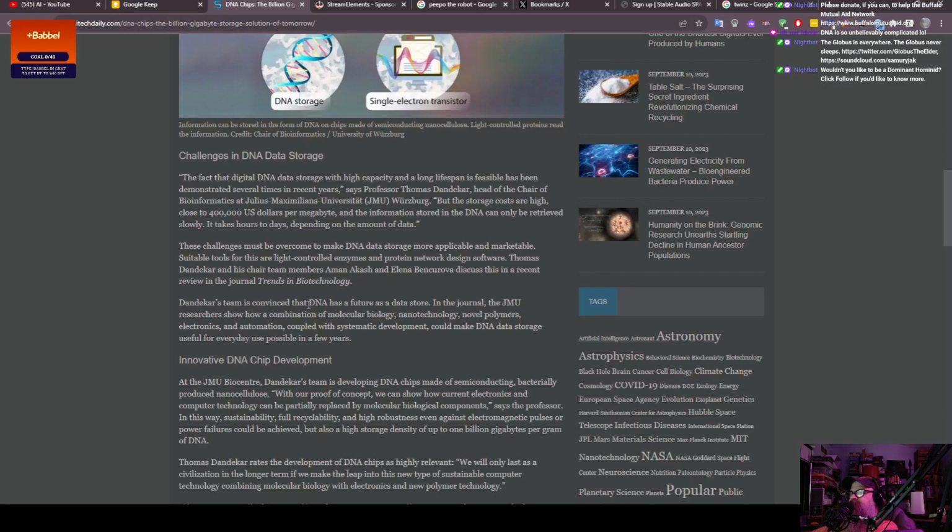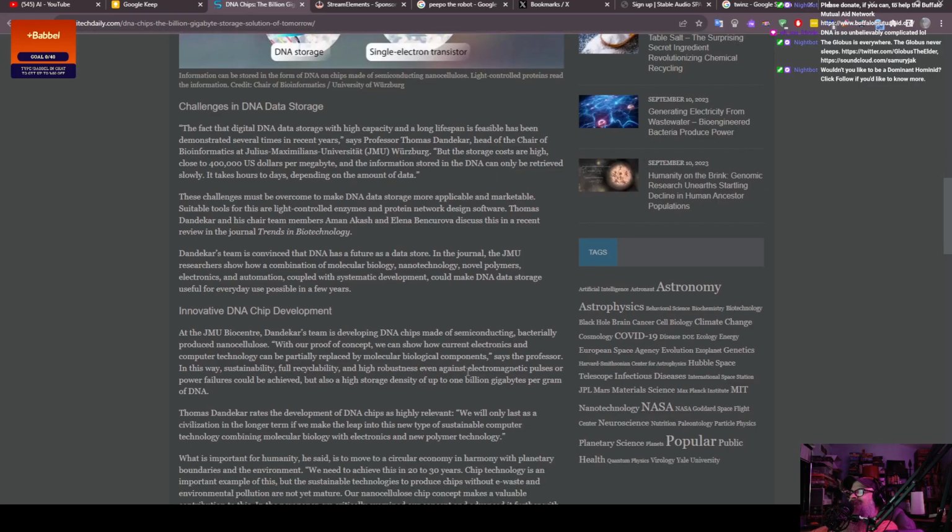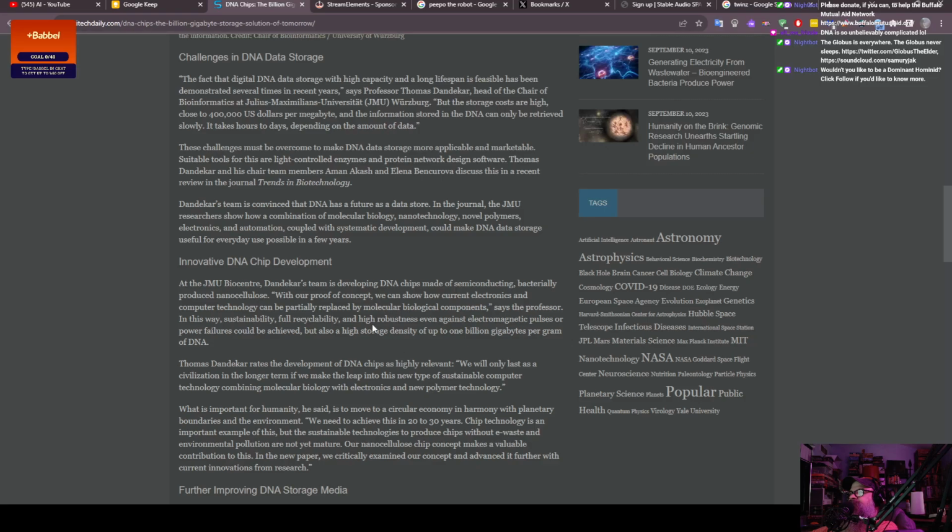Dan Decar's team is convinced that DNA has a future as a data store. In the journal, the researchers show how a combination of molecular biology, nanotechnology, novel polymers, electronics, and automation, coupled with systematic development, could make DNA data storage useful for everyday use possible in a few years. With our proof of concept, we can show how current electronics and computer technology can be partially replaced by molecular biological components.